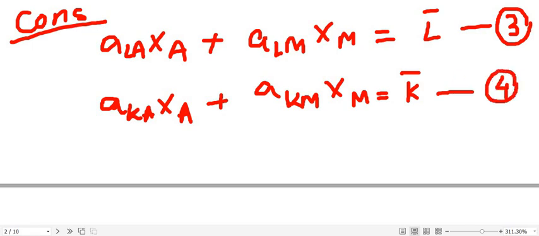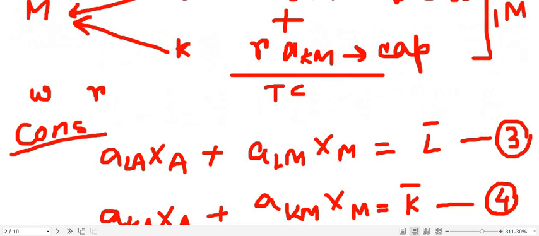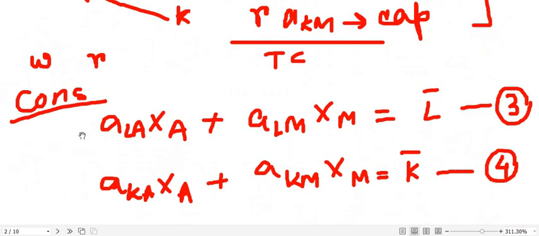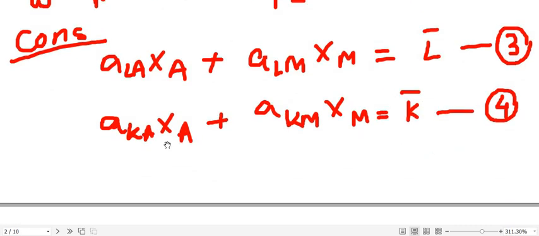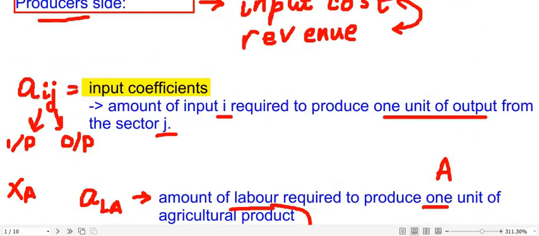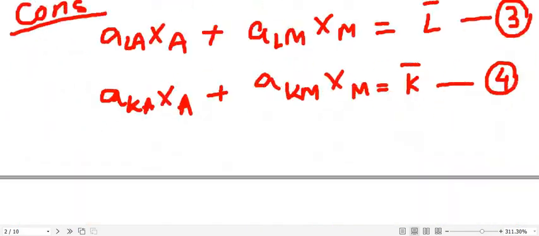So we have 4 conditions here essentially. We have 1 condition from the production side of the agricultural sector, 1 from the production side of the manufacturing sector, 1 that balances the labor market, and another equation that balances the capital market. Essentially these 4 equations conclude the equational structure of the model. So if you know how the model works, you do not need to remember the equations; they can be derived from the concepts.